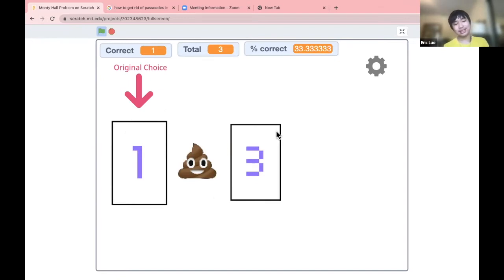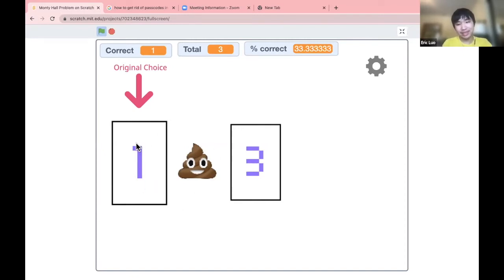Does anyone have an idea as to whether it does and why? In other words, should you switch your choice or should you stick with the original? Does everyone understand the problem, first of all? Yes. Is the middle one always gonna be the poop? The middle one is not always going to be the poop. It's randomized.